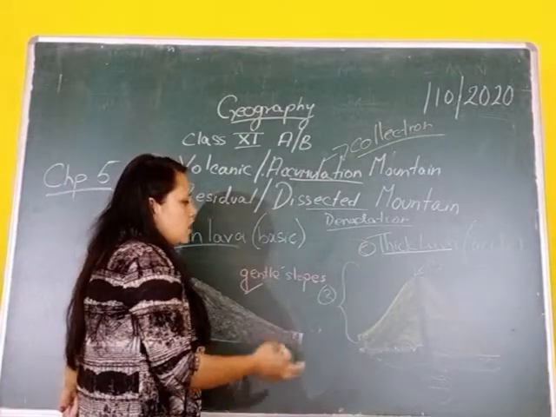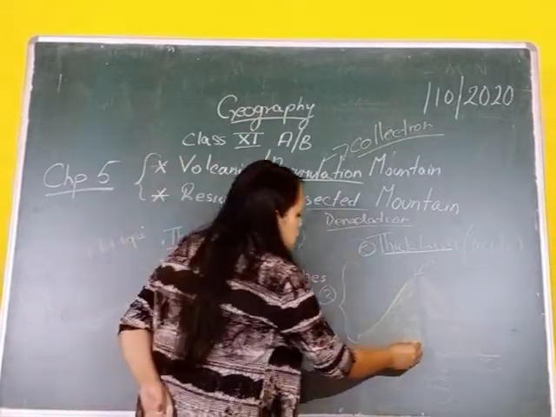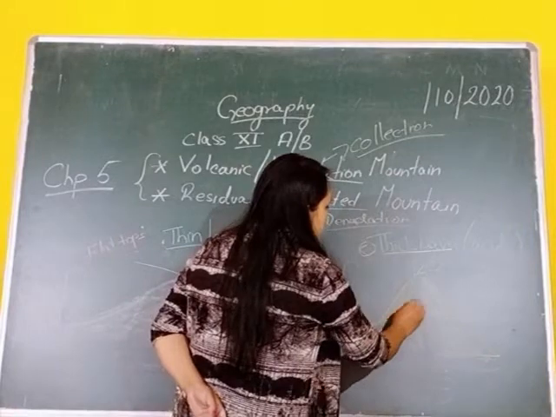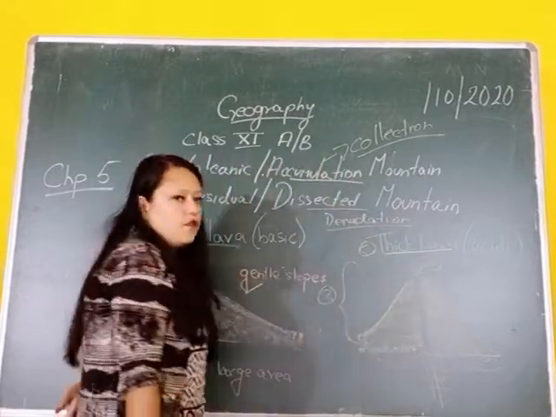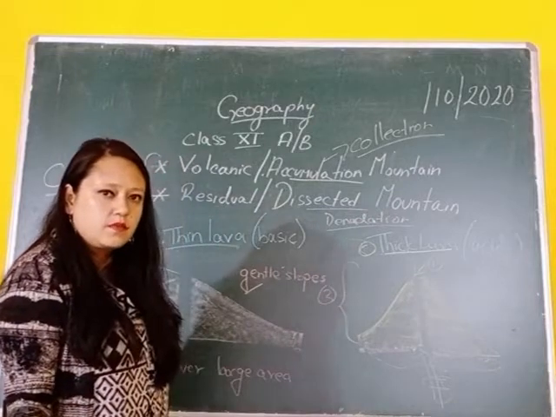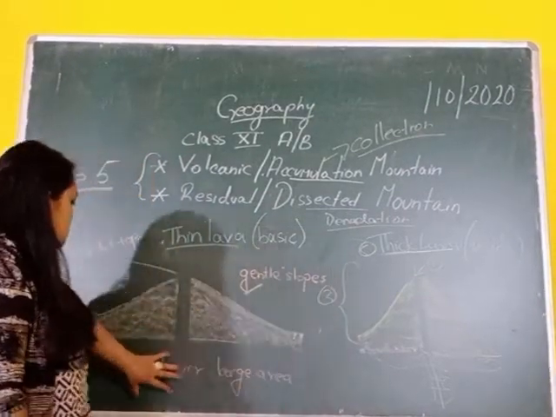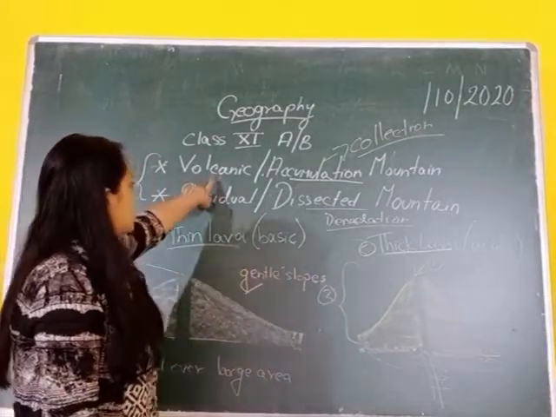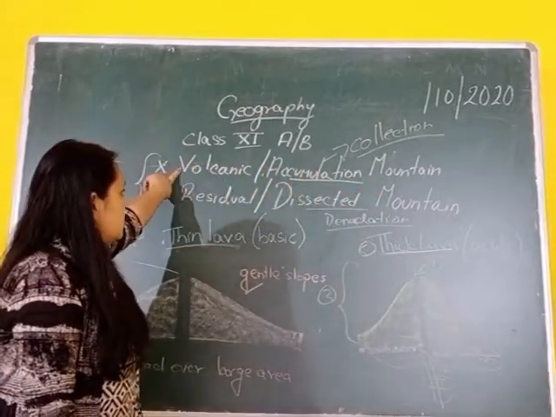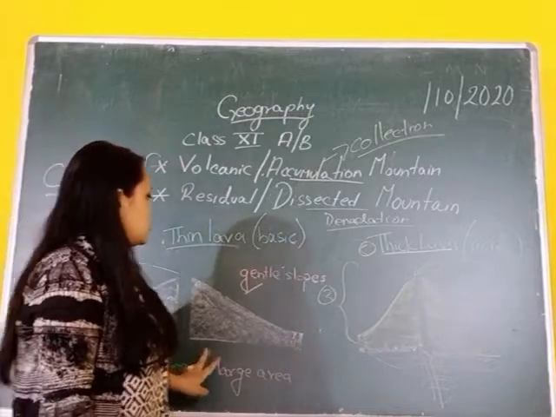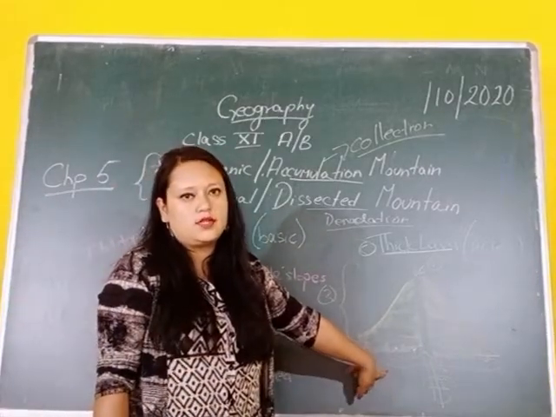Because these mountains are formed due to the collection of the lava that is coming out from the interior of the Earth's surface. Alright, so this is the first type of mountain known as the volcanic or the accumulation mountain, and the accumulation mountain or the volcanic mountain is also of two types.